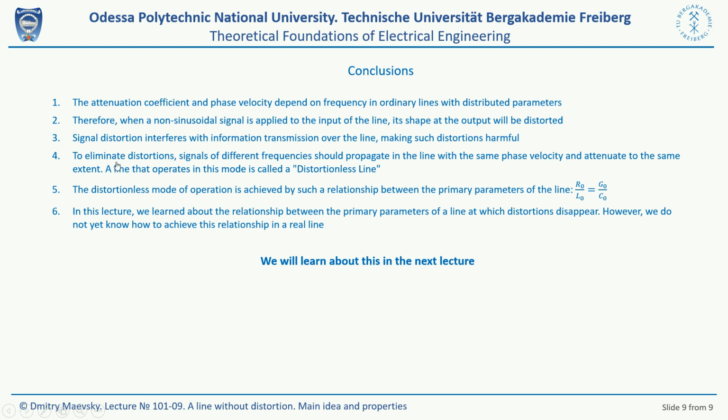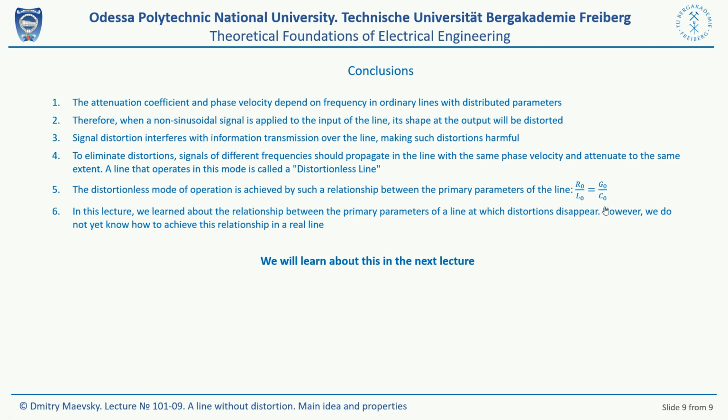To get rid of distortions, signals of different frequencies must propagate in the line with the same phase velocity and to the same extent. The line operating mode is called a line without distortion. The operation mode without distortion is achieved when such a ratio between the primary parameters exists.